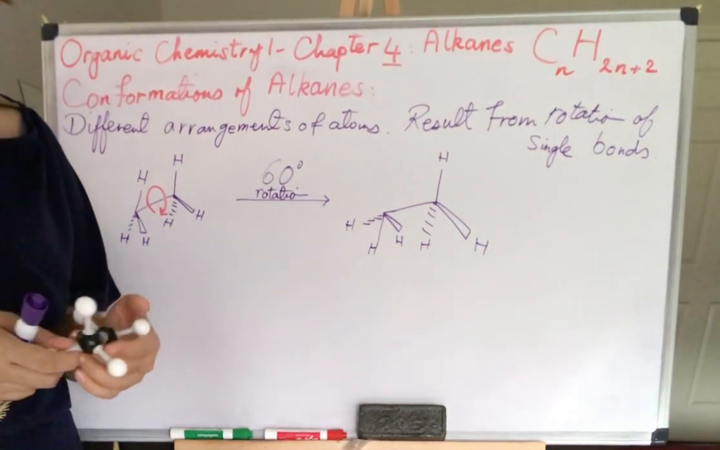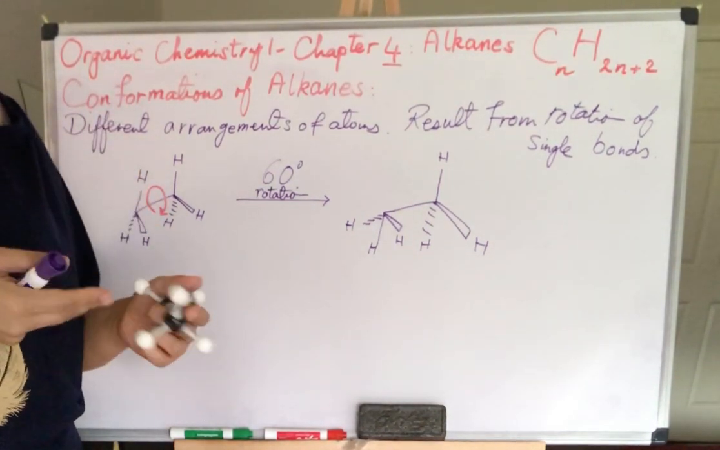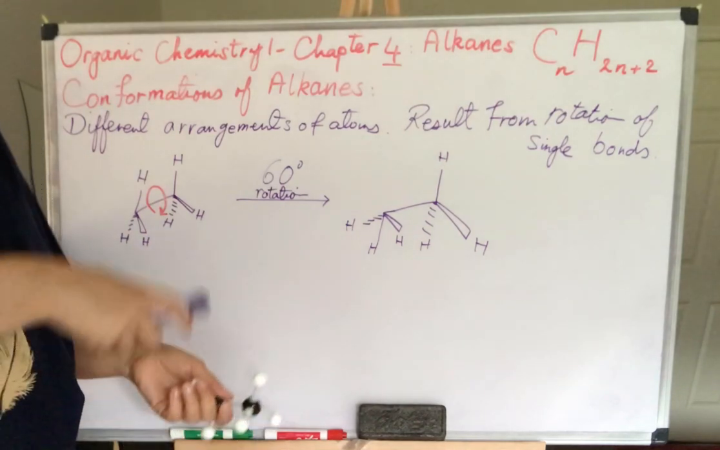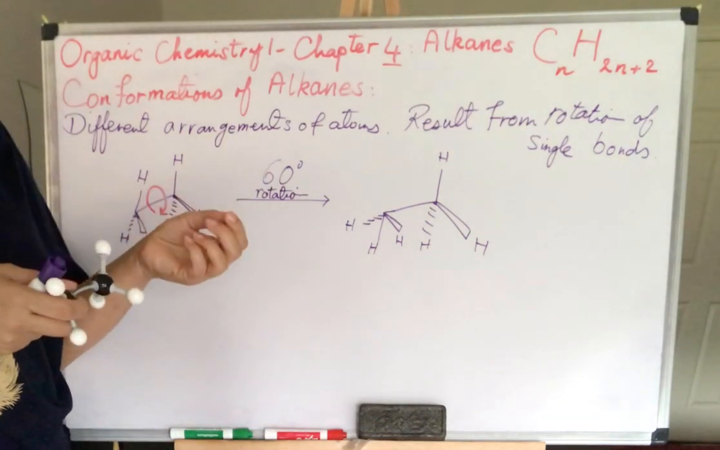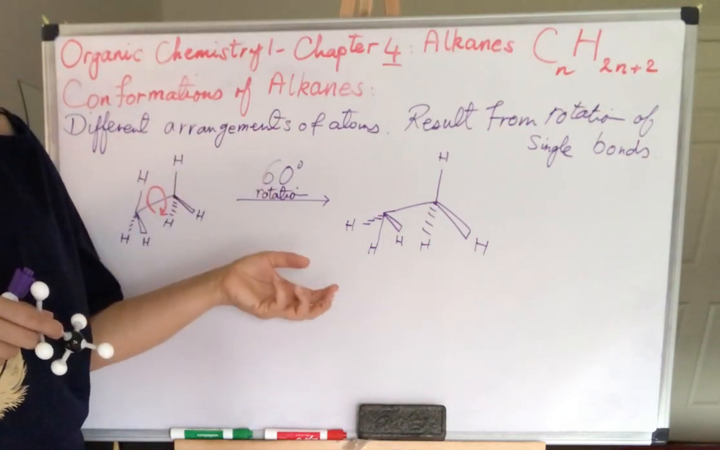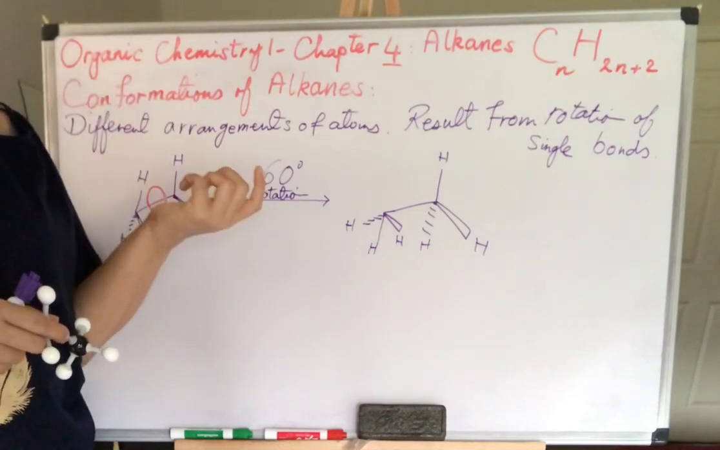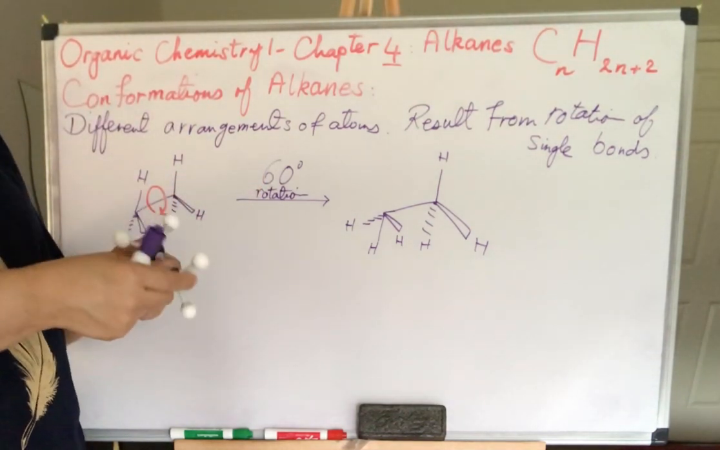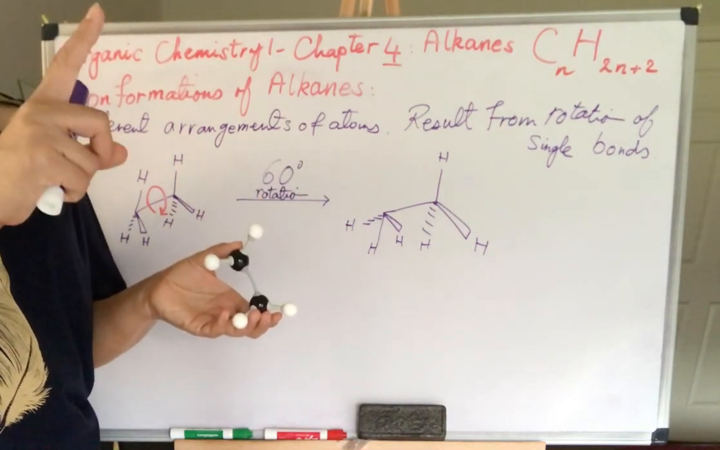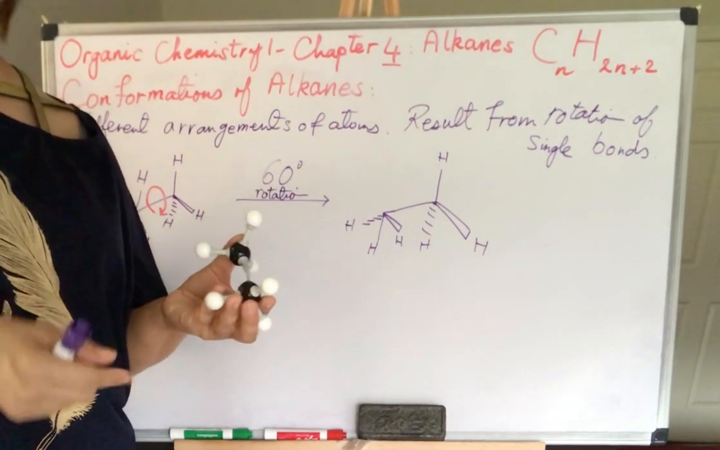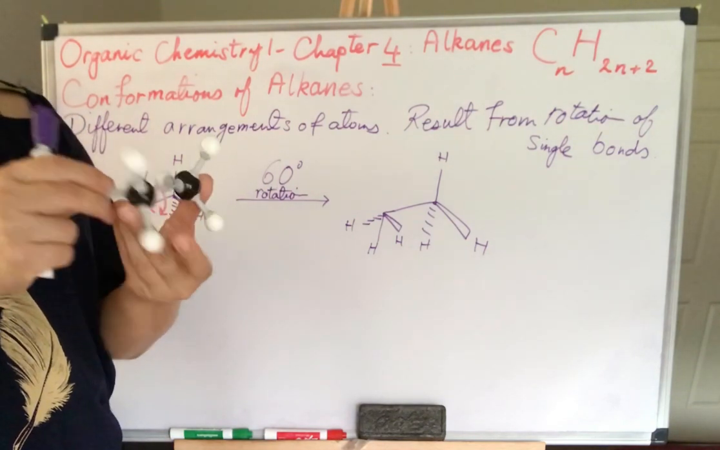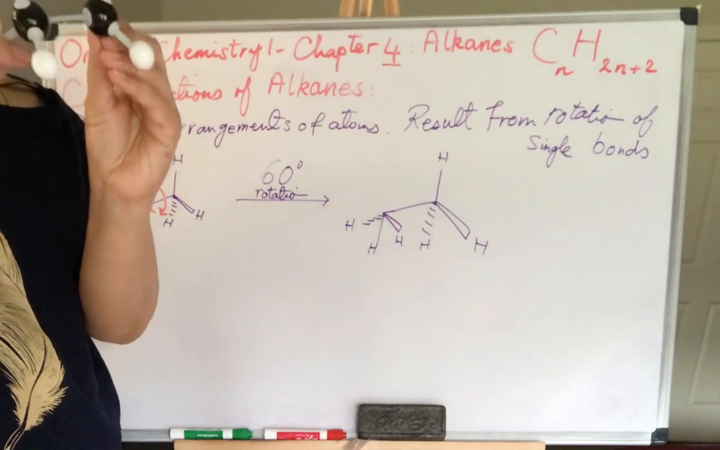At the beginning of this section, I want to work on some conformations with you, and I have my molecular model with me. Conformations, what is the definition for conformations for alkanes? They are different arrangements of atoms that result from rotation around the bond. So, for example, if you have an ethane molecule, first of all, methane cannot have conformation because it only has one carbon.